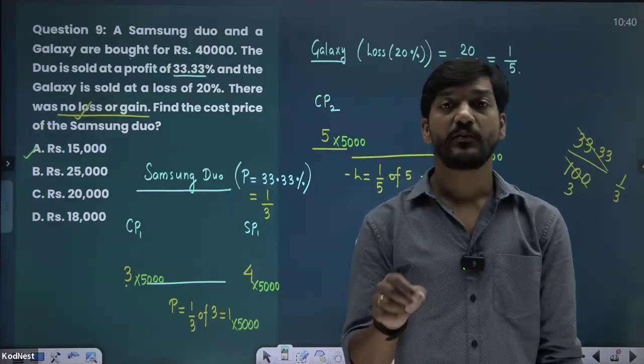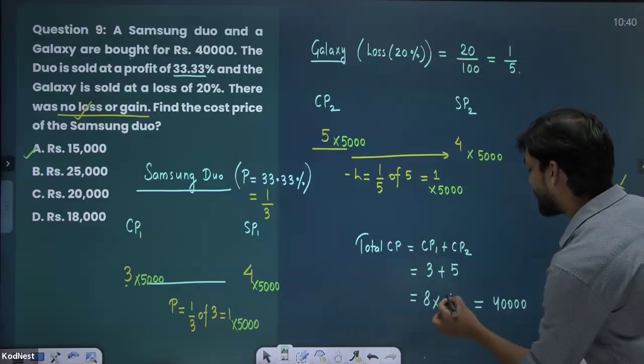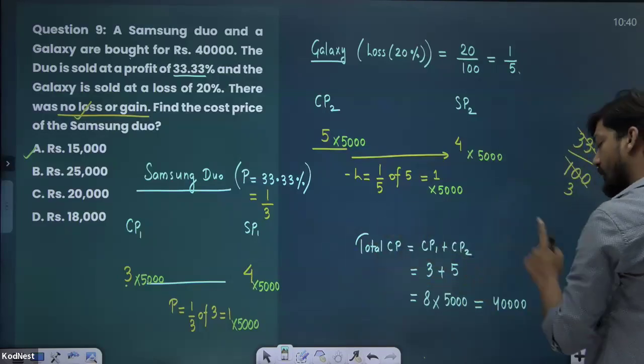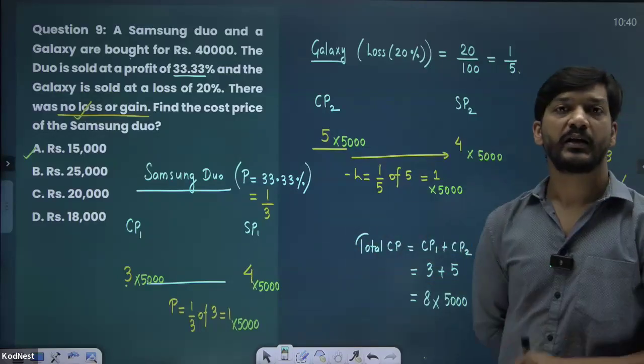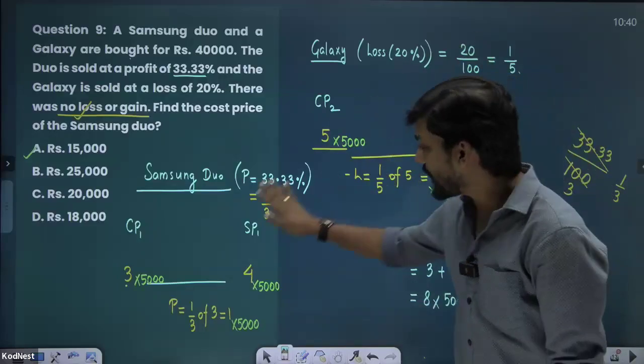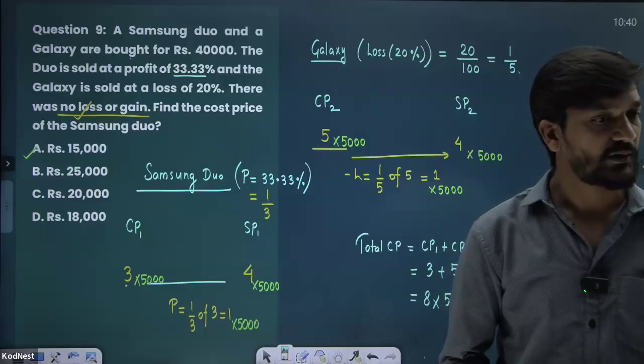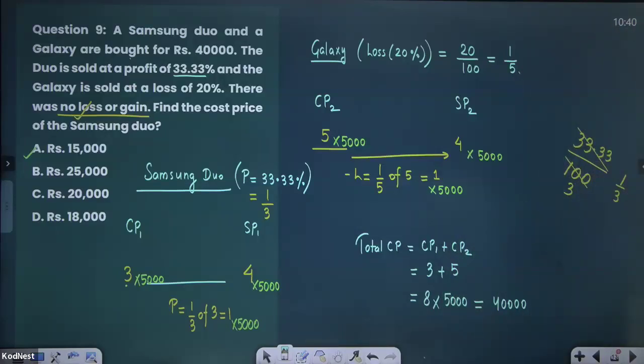So that means I will multiply by 5,000 everywhere so that I get 40,000. Once I multiply every value by 5,000, I will get my answer. Understood? 40,000 is total cost price, CP1 plus CP2. Okay, 2 items. What is the cost of each item? That is not given. Cost of both the items is given.